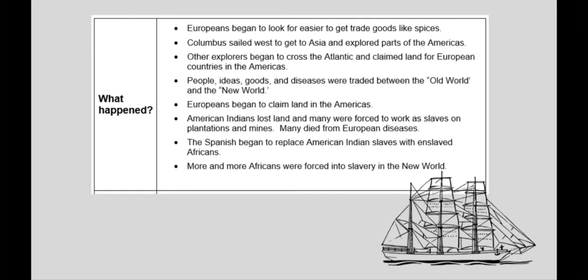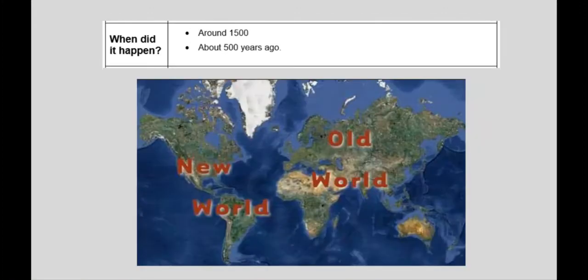Europeans then began to claim land in the Americas. American Indians lost land, and many were forced to work as slaves on plantations and mines. Many died from European diseases. The Spanish began to replace American Indian slaves with enslaved Africans. More and more Africans were forced into slavery in the New World. This was taking place around the year 1500, about 500 years ago.